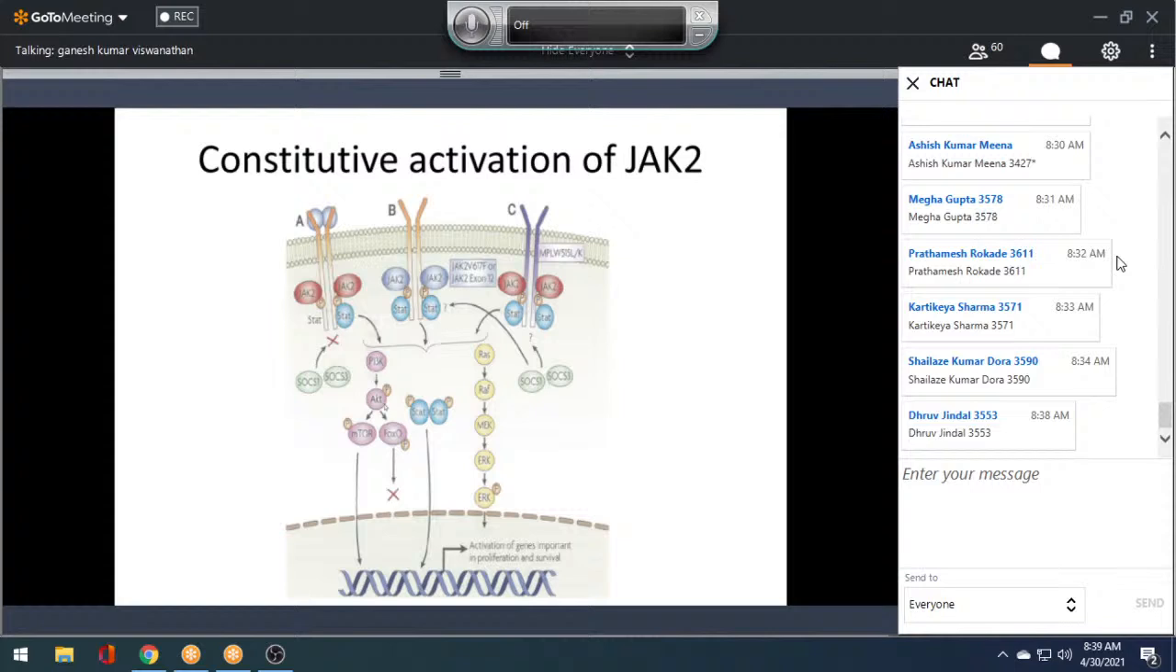Normally there is a counter check to these pathways. In these myeloproliferative neoplasms, they have constitutive activation, meaning there is no feedback loop, resulting in continuous activation of these pathways, which leads to increased cell survival and proliferation.